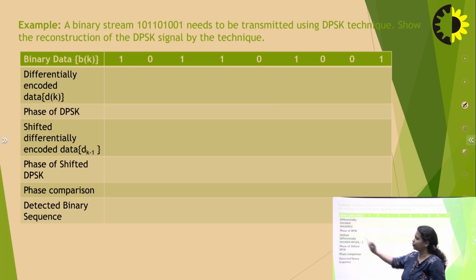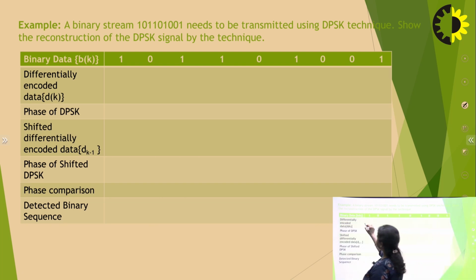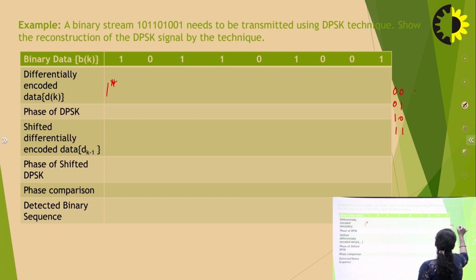Then differentially encoded data. Here we are using the output of the XNOR gate. Suppose we are using one arbitrary bit. You can use any bit, either 0 or 1. I am using 1 here. So you consider 1, and I have put an asterisk sign on it. Then this is basically the output of the XNOR gate. XNOR provides 1 for the same inputs, and for different inputs it provides 0. It is just the opposite of the XOR gate.